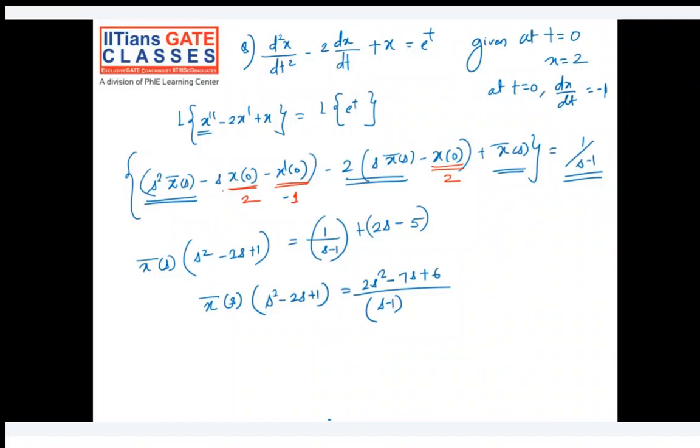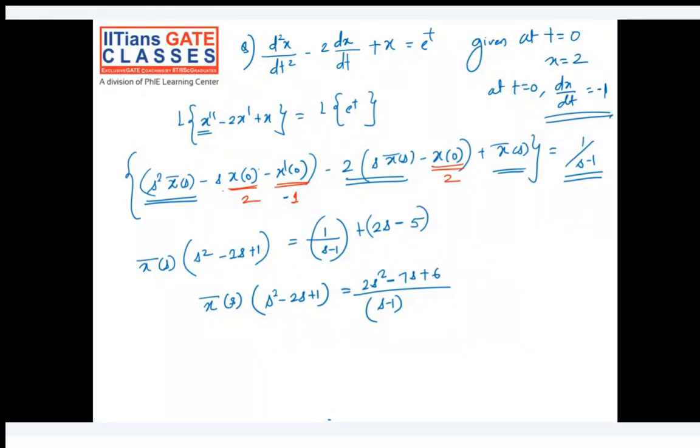No, see here. This is minus minus, which will become plus 1. Do you agree? Right? Dx by dt is minus 1. Okay, so minus minus will become plus.